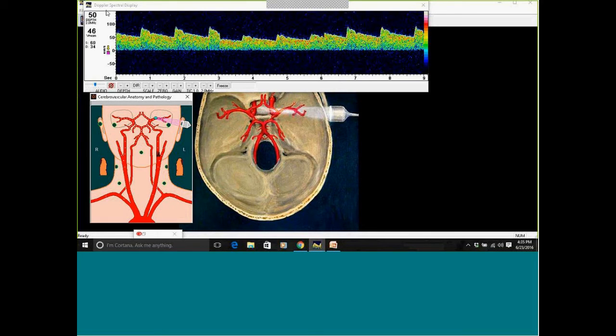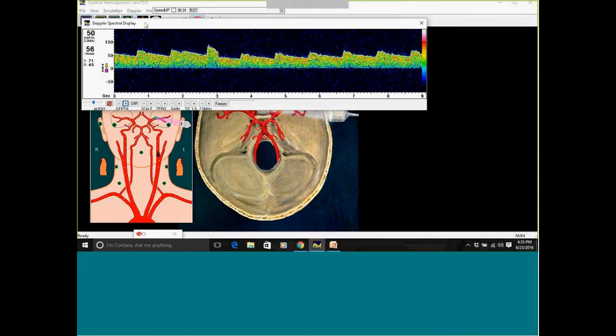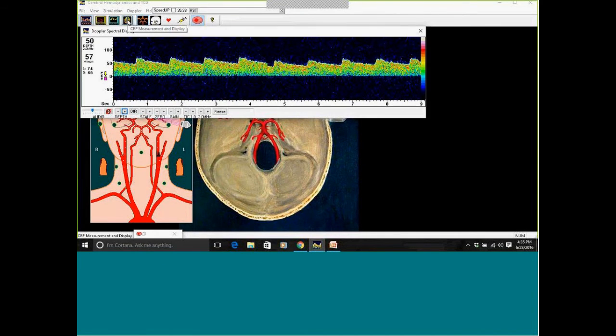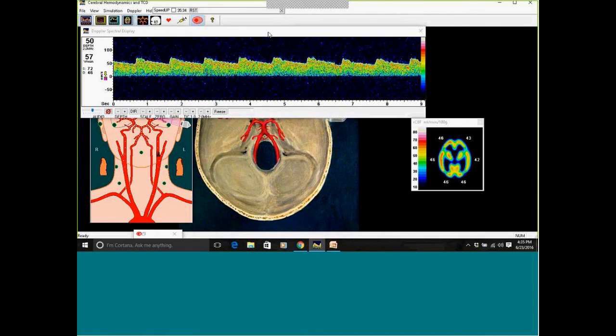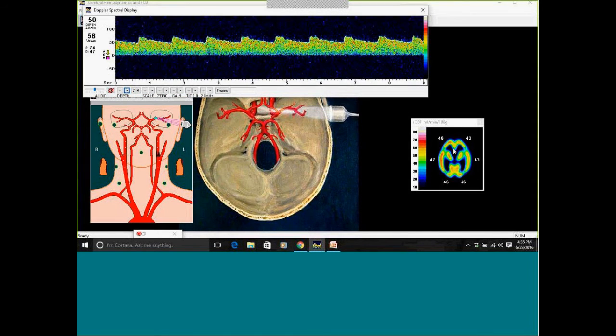So you see my flows went from 60 down into the 40s. Let's bring up our blood clip study. So this is showing us that even though we have a lesion in our neck down here, my flows are pretty good. 40 on one side, 43, 44. They're pretty much the same.